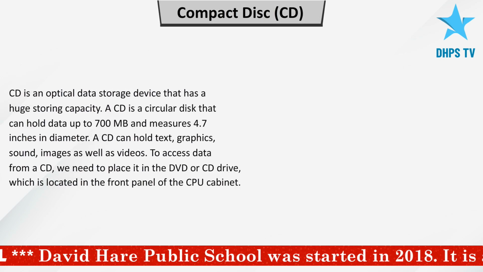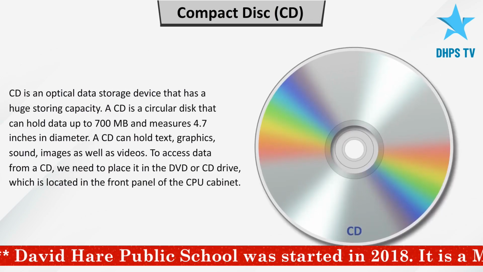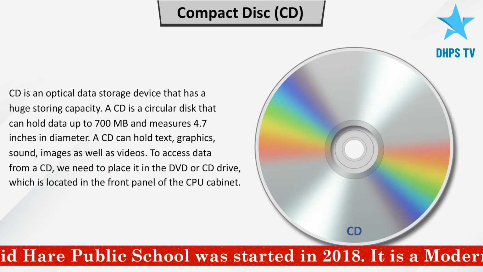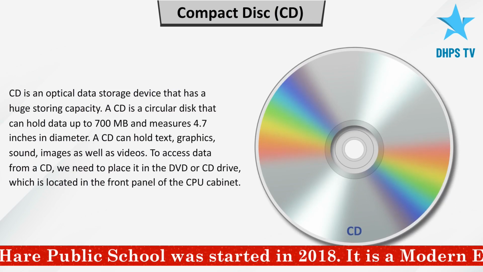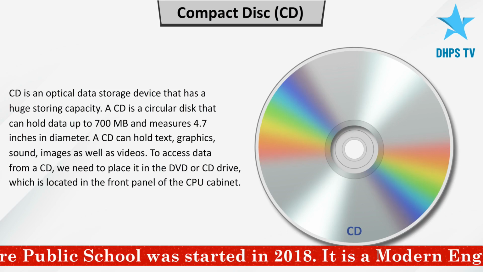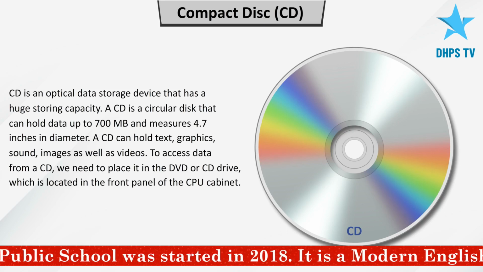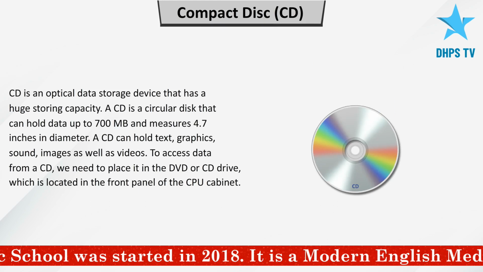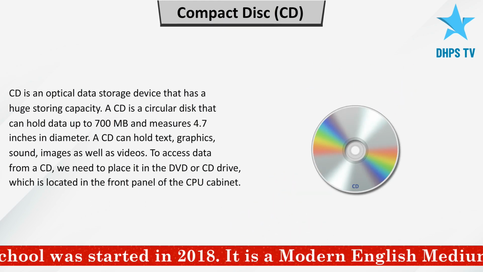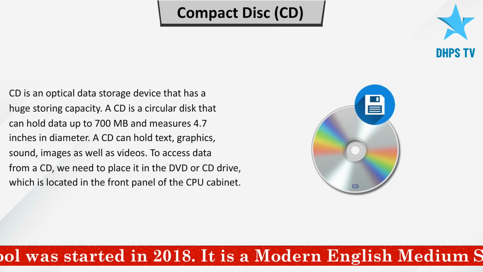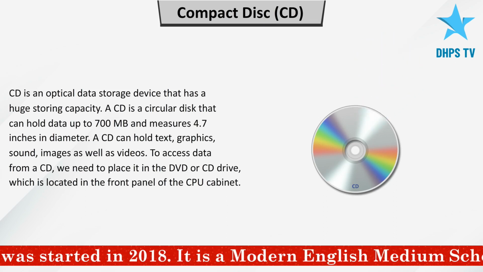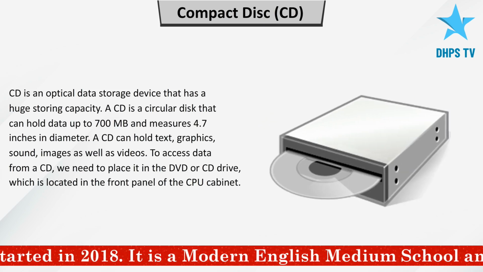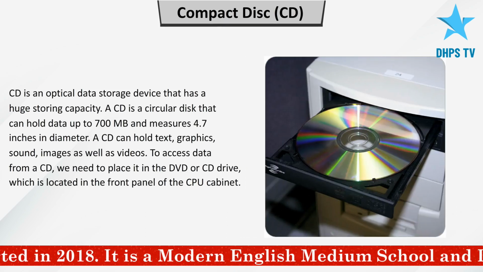Compact disk, CD. CD is an optical data storage device that has a huge storing capacity. A CD is a circular disk that can hold data up to 700 MB and measures 4.7 inches in diameter. A CD can hold text, graphics, sound, images, as well as videos. To access data from a CD, we need to place it in the DVD or CD drive, which is located in the front panel of the CPU cabinet.